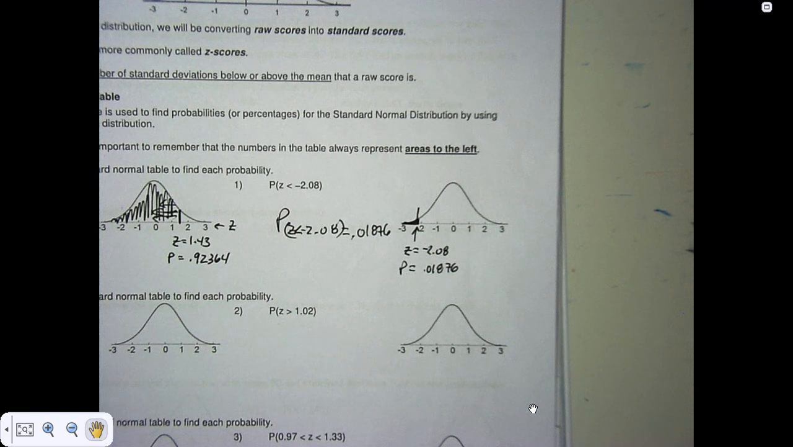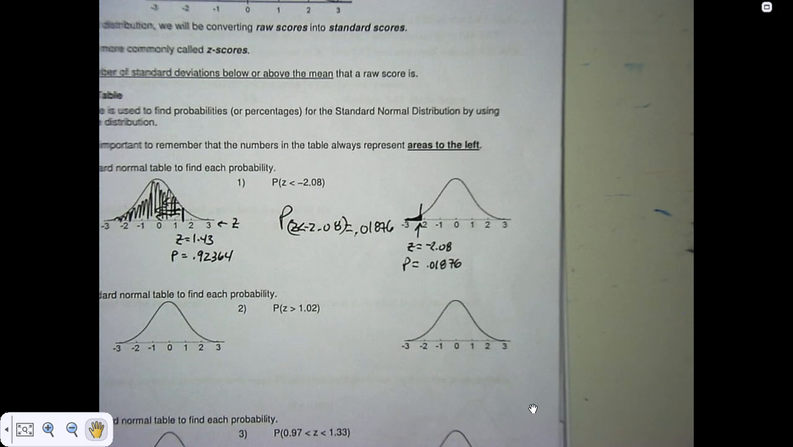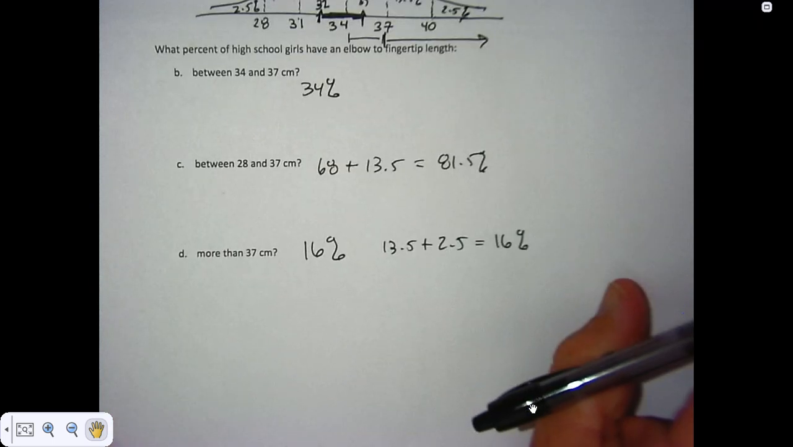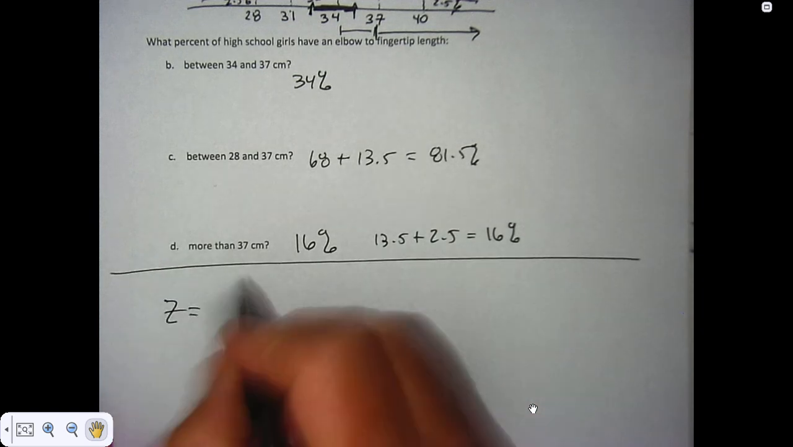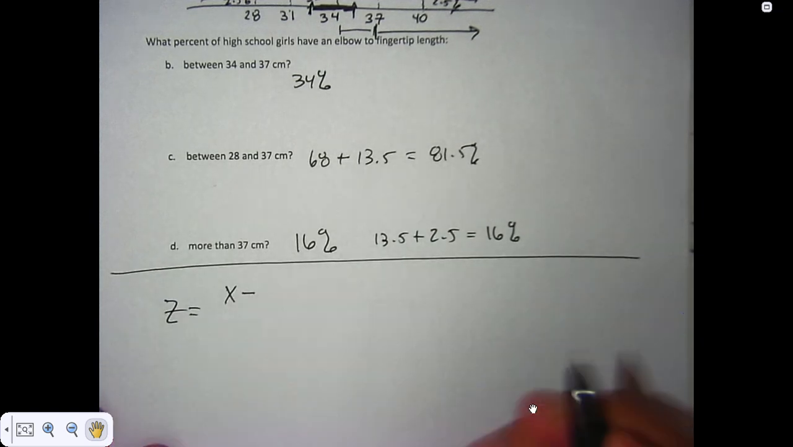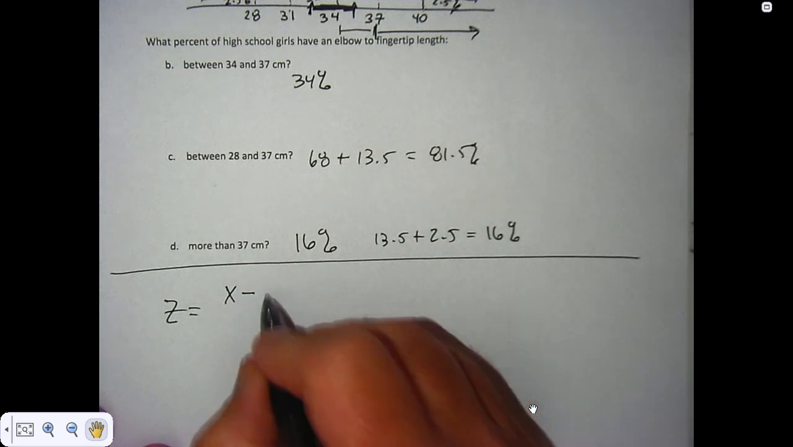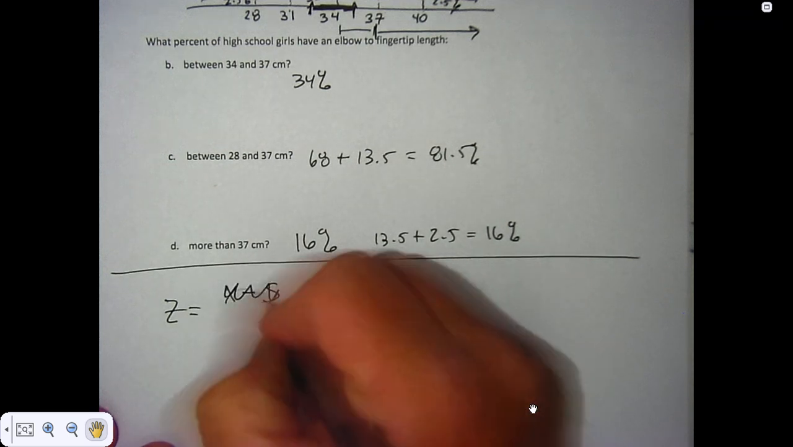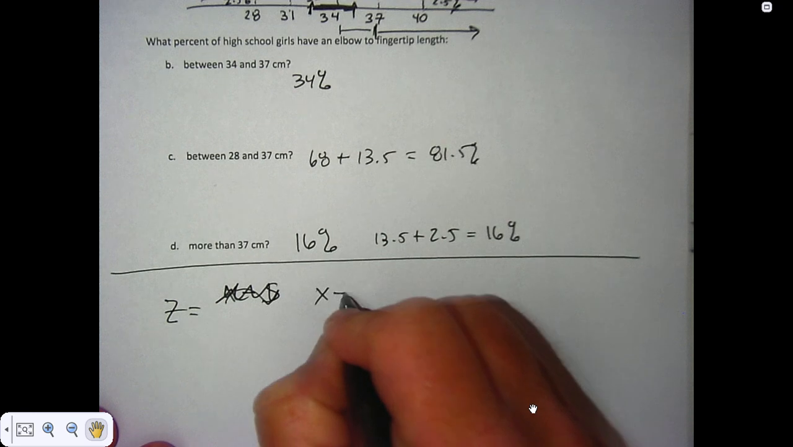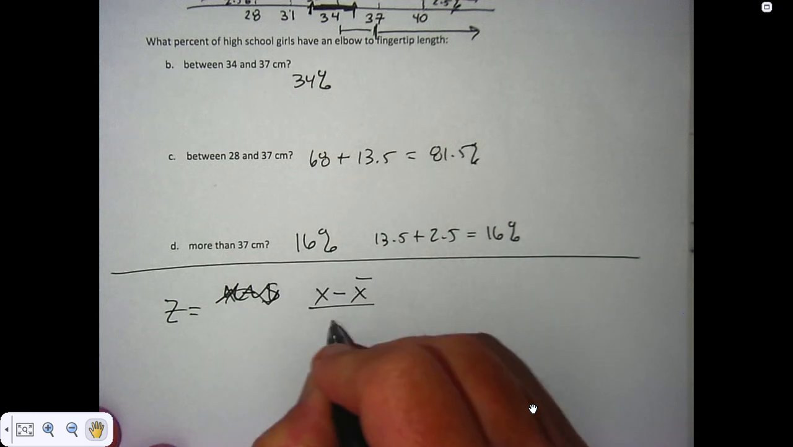When we put these into context, when we have a problem like we did with the fingertip lengths, this will make a little more sense. In fact, I'm going to do that one right now. This is a little primer for tomorrow. The z-score that you always have is the score that you actually have minus the mean divided by your standard deviation.